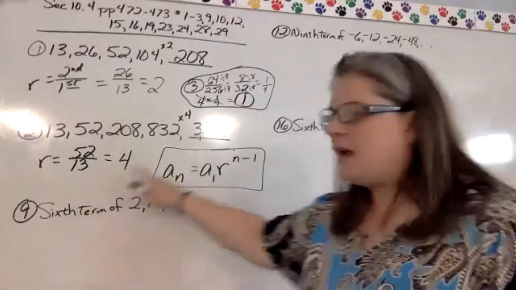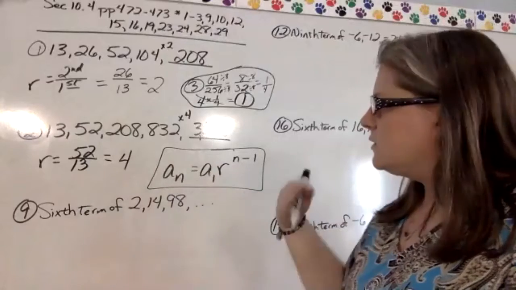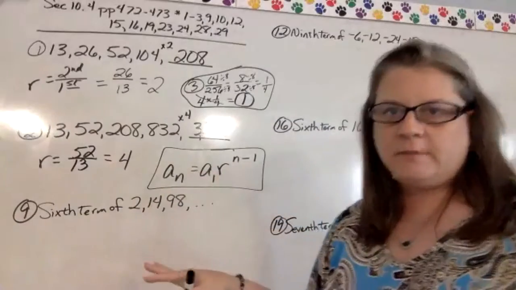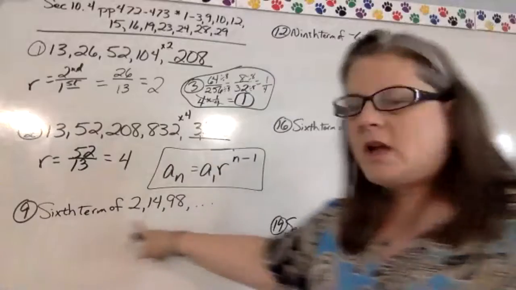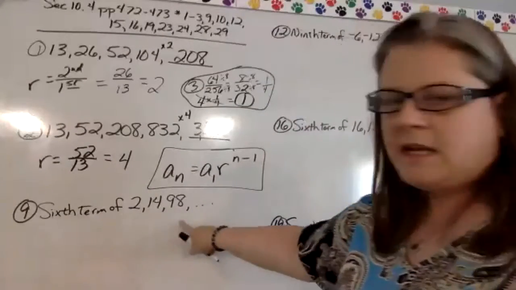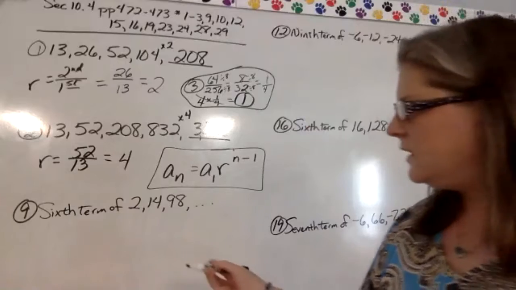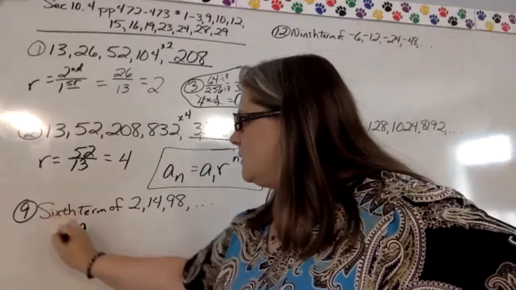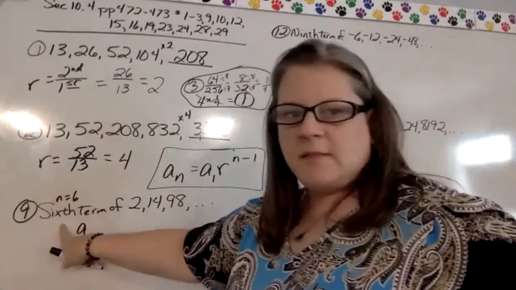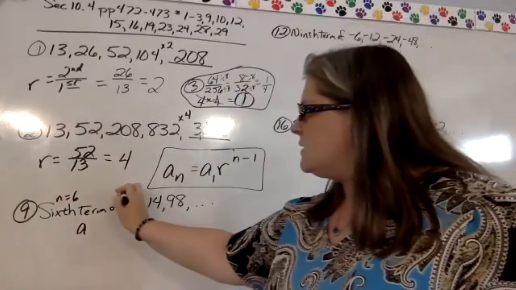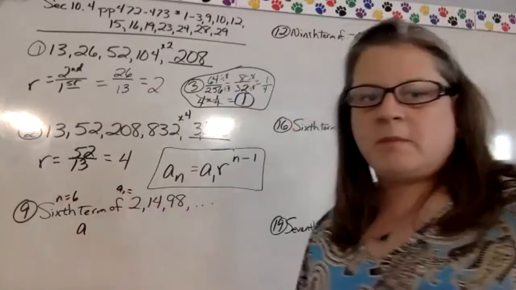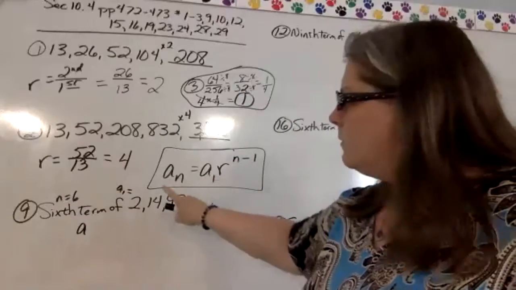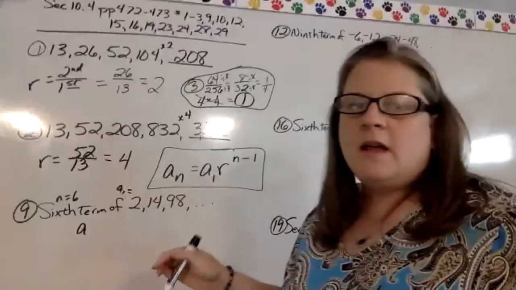So for the 6th term, my n would be 6. That's what we're plugging in. On number 9, it says 6th term of 2, 14, and so on. So I start off with n equal to 6. That's my nth term. 2 is my a sub 1, my first term in my sequence. What else do I have to find to go into this formula? The ratio, the r. The common ratio. How do we find the r?